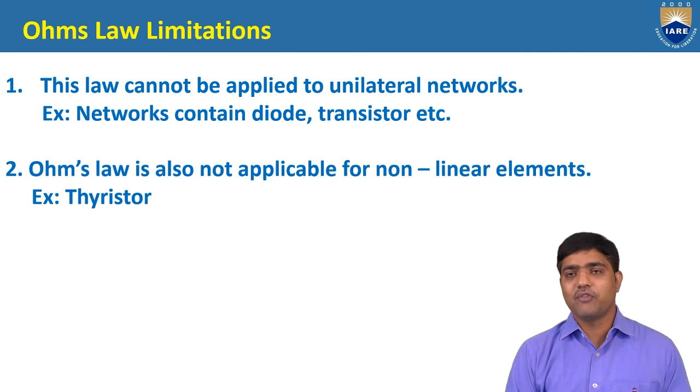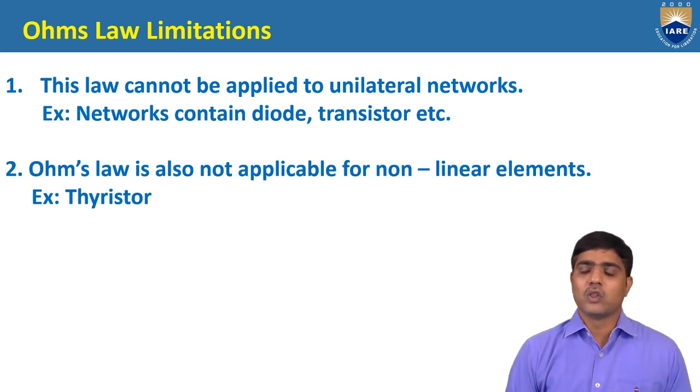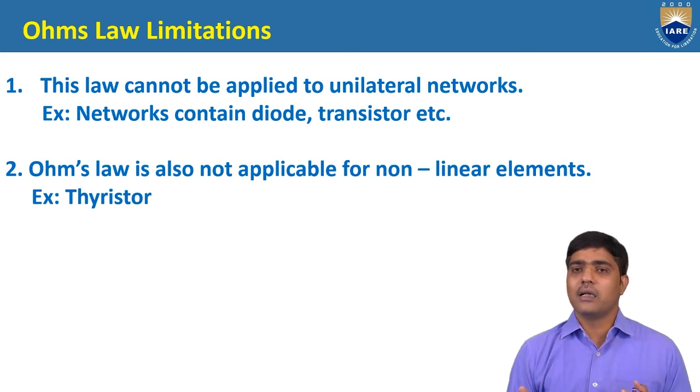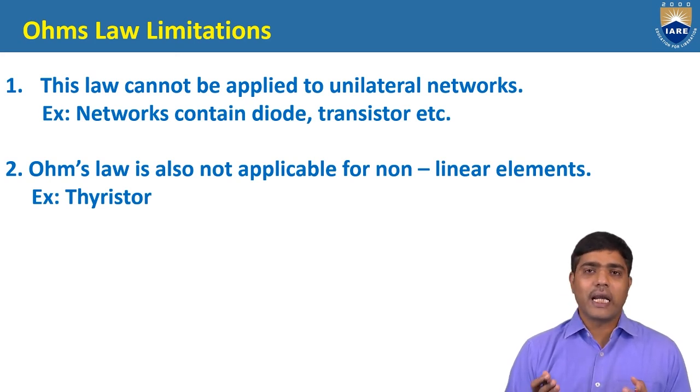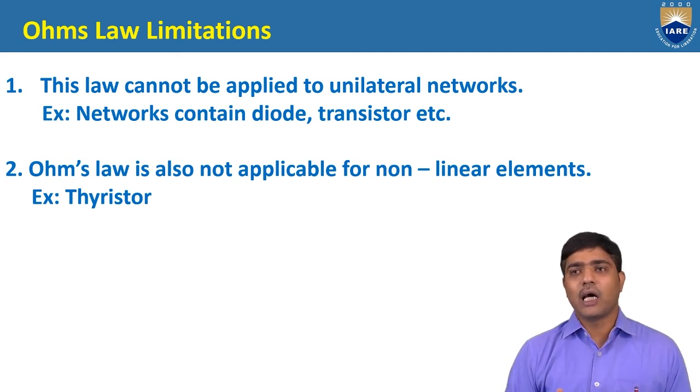And what are the limitations of Ohm's law? So far we have been discussing only resistance in the circuits, and if you take circuits containing diodes or transistors, you cannot apply Ohm's law. Ohm's law you can apply for any circuit having bilateral elements, that means elements that allow the current to flow in either direction. But diodes and transistors allow current to flow in only one direction. Also, Ohm's law cannot be applied for nonlinear elements.